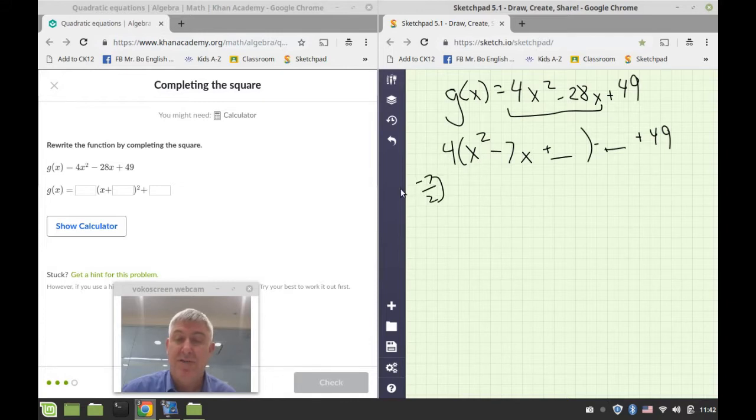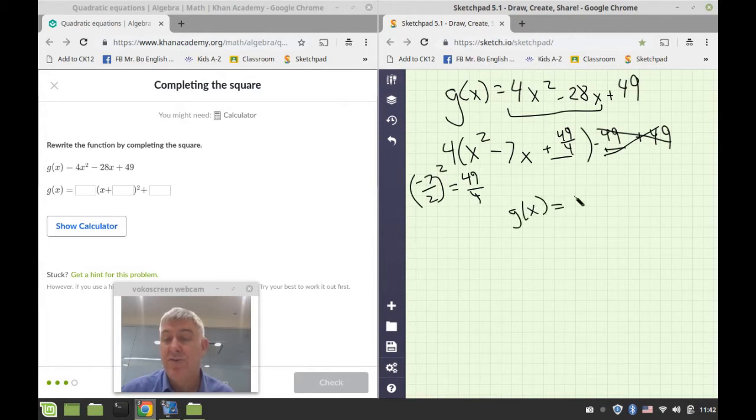So we want to divide by 2 and then square. So now we have 49 fourths. All right, so we're going to need a constant of 49 fourths, and we're going to need to minus 49 fourths times 4. So we're going to need to minus 49, and those two cancel out. So in the end, we're going to have g of x is equal to x, and here's our constant squared.